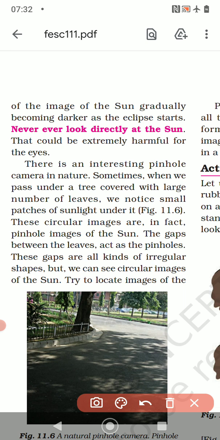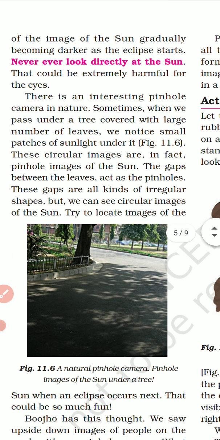Sometimes when we pass under a tree covered with a large number of leaves, we notice small patches of sunlight under it. So these circular images are in fact pinhole images of the sun, and the gaps between the leaves act as pinholes.